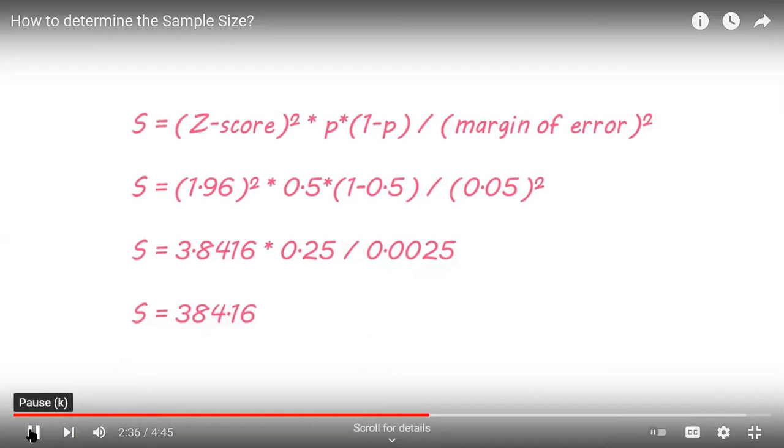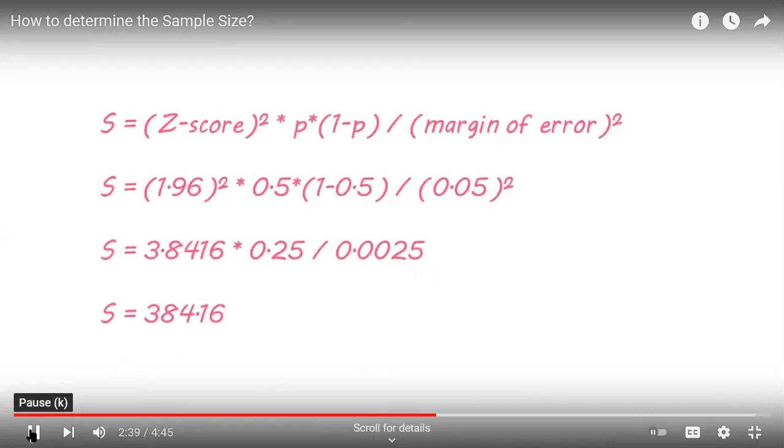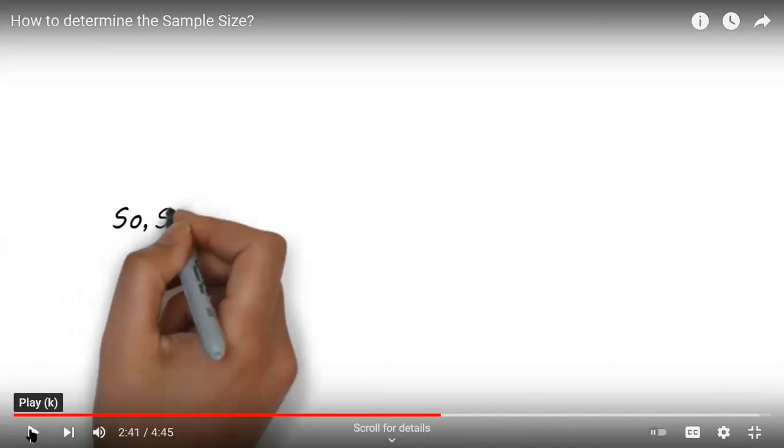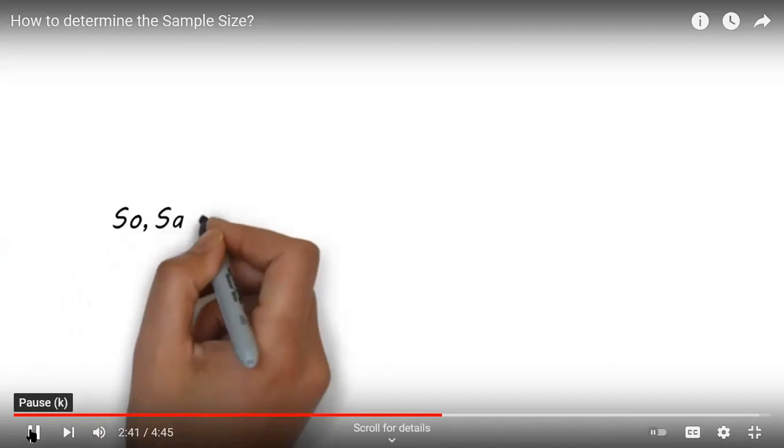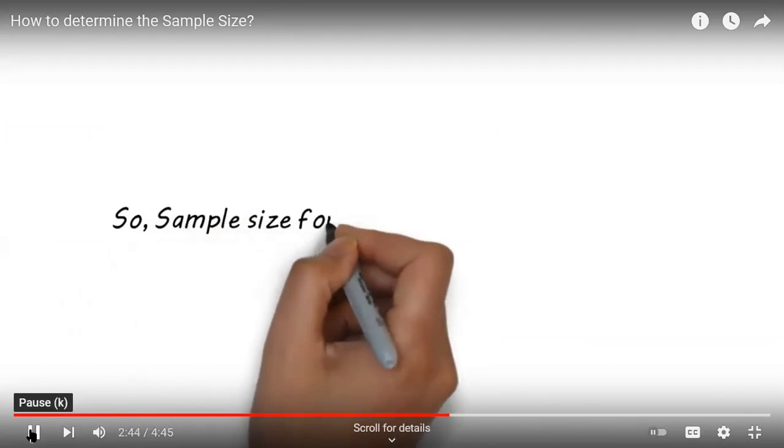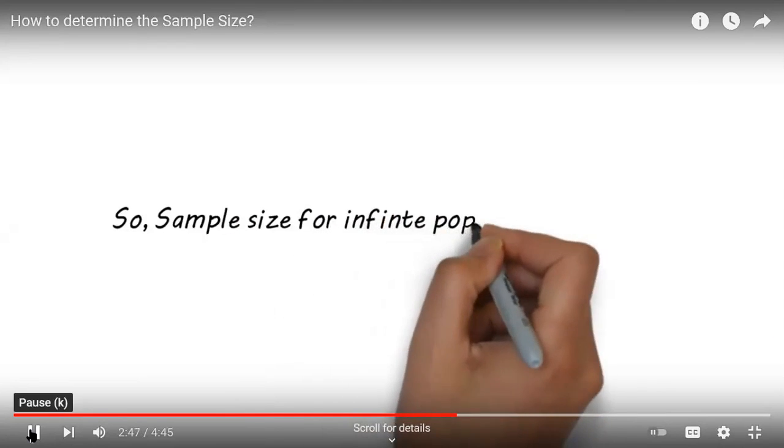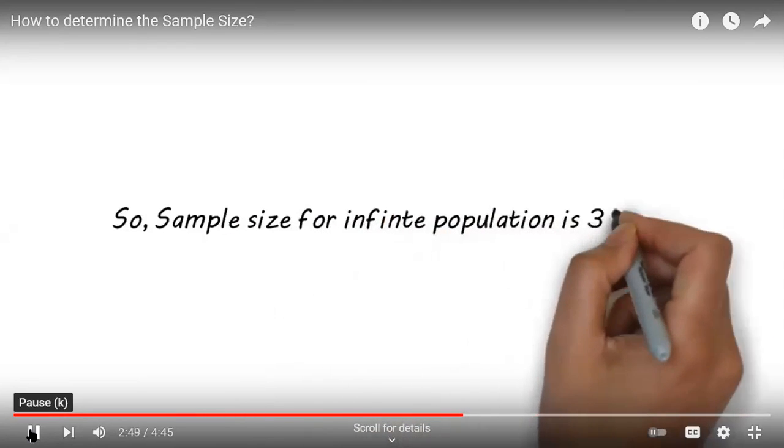the sample size for infinity population is 384.16. So bear in mind, for whatever kind of research you're going to do, as long as the confidence level is that, and M will always be 0.05, and proportion is mainly 0.5 also, the sample size is 384. Even in our example, you saw that it was 384. So the sample size for infinity population is 384.16.